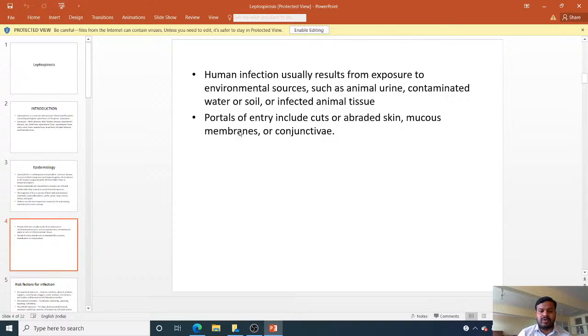The portals of entry are abraded skin, mucous membranes, and conjunctiva. If a person is swimming in fresh water and has any cuts over his skin, and the water is contaminated with animal urine, he can contract the infection. So this is how the spirochete enters the human body.